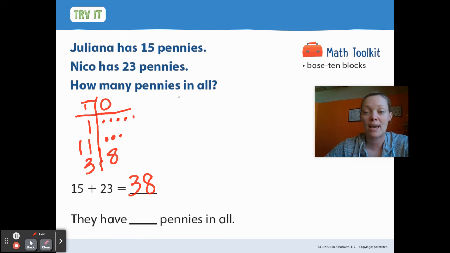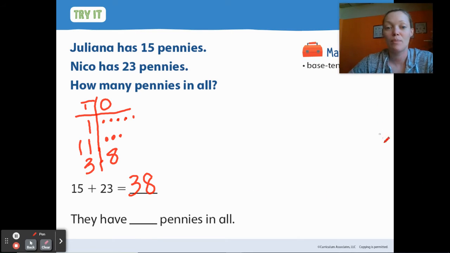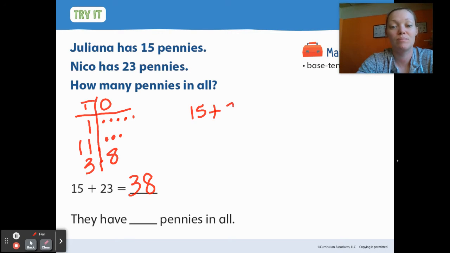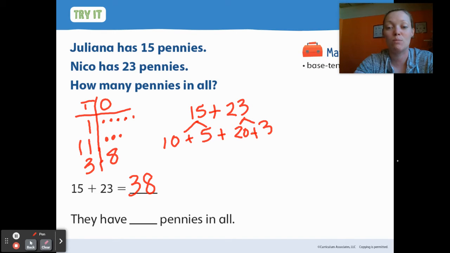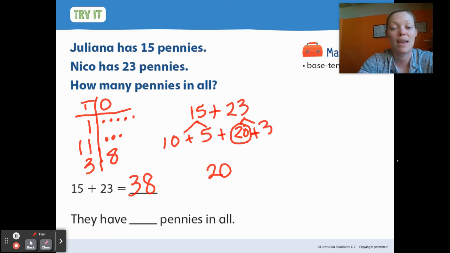You might have tried the number bond way and broke this up into 10 and 5. This one could be broken up into 20 and 3. And we know when we're adding, we can flip-flop our add-ins so we can move them around to make it easier. So what I'm going to do is I'm going to add my easy numbers first, which is 20 and 10. Those are my friendly numbers.